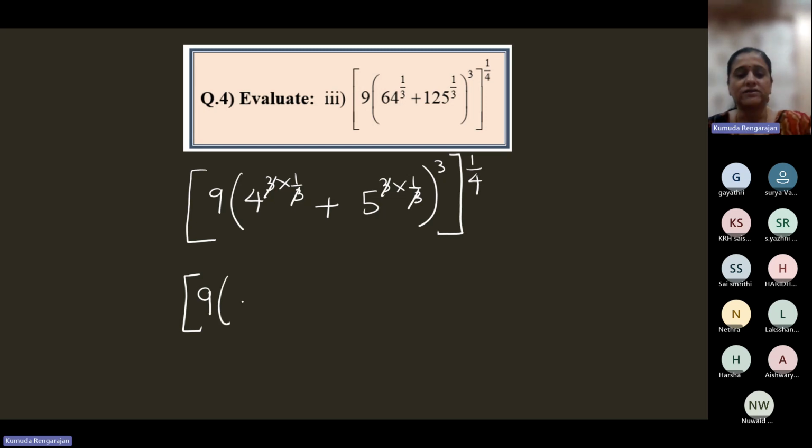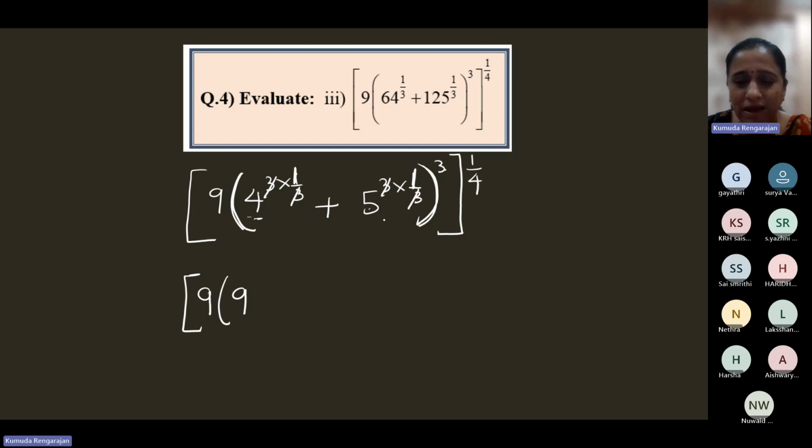Open the simple bracket, 4 plus 5 it is. Because 4 to the power 1 is 4, 5 to the power 1 is 5. 4 plus 5 is 9. And you can see the simple bracket simplifies to 9. And that simple bracket is raised to the power 3.